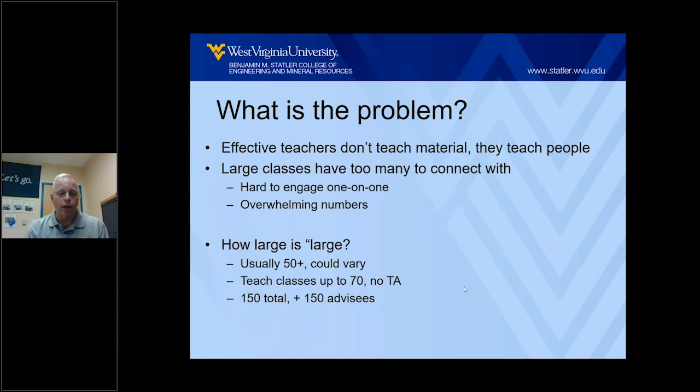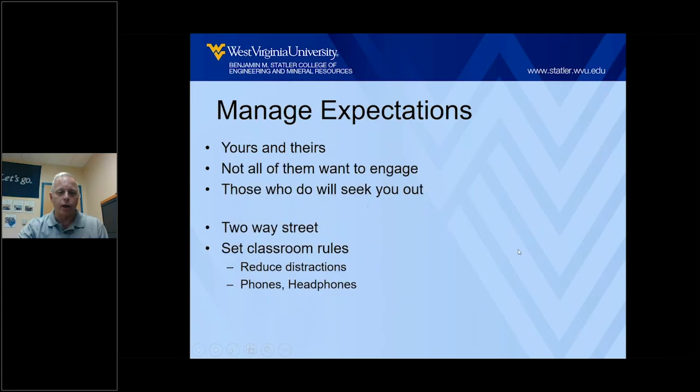I usually teach about 3 classes, so I'll have about 150 students total, with up to about 70 in one class, and around 150 advisees. So I'm typically working with around 250. Some of those are the same people, so 200, 250 people at a given time. So it's a good idea to consider managing your expectations. What is it that you can do? What is it that your students can do?